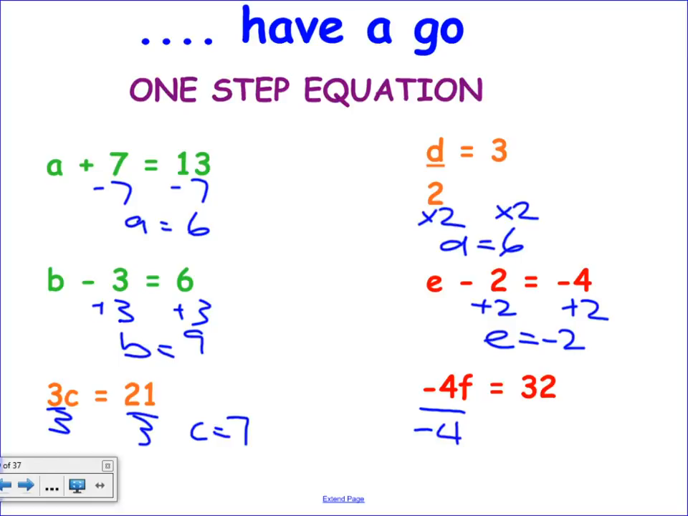Okay, to get f on its own, at the moment it's being multiplied by -4, you have to divide it by -4. Divide that side by -4, you have to divide this side by -4. So these two -4s cancel each other out to leave f. 32 divided by -4. -8. Because I've got a positive and a negative, it's a negative.